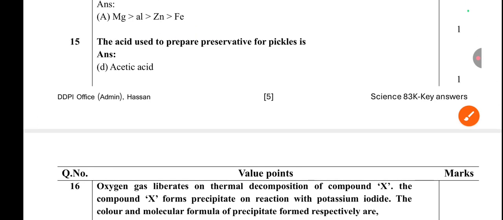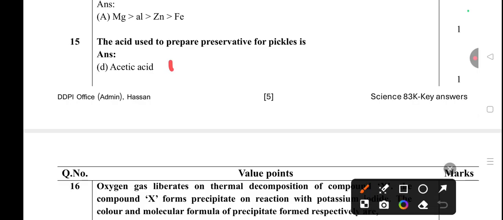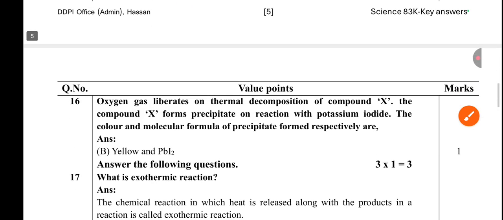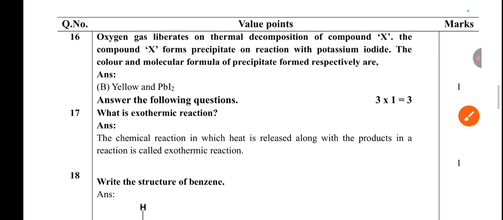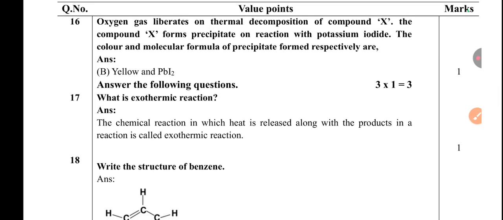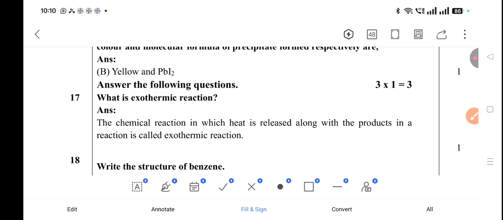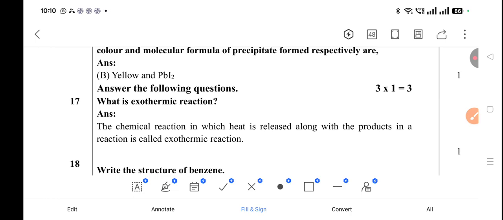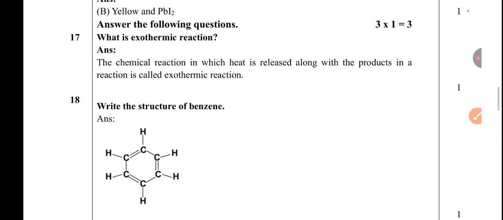Then question number 15: the acid used to prepare a preservative for pickle is acetic acid. Then the 16th question: oxygen gas is liberated on thermal decomposition of a compound X. The compound X forms a precipitate on reaction with potassium iodide. The color and molecular formula of the precipitate formed respectively are yellow lead iodide. Option B is the right answer.